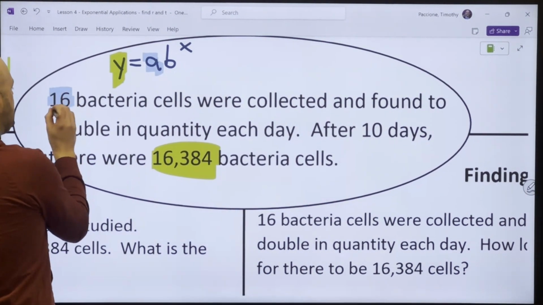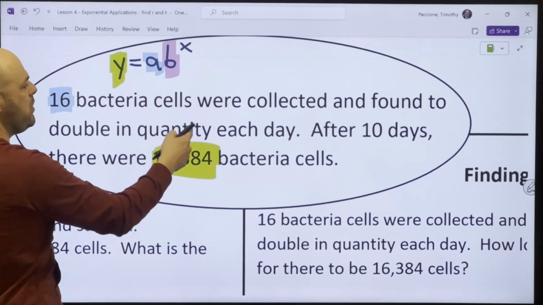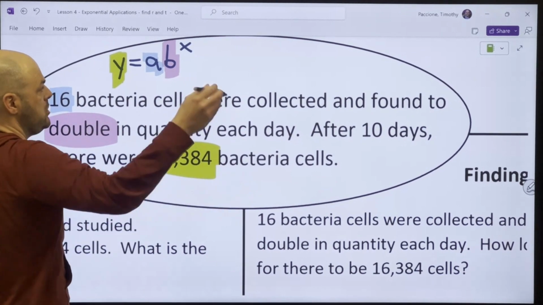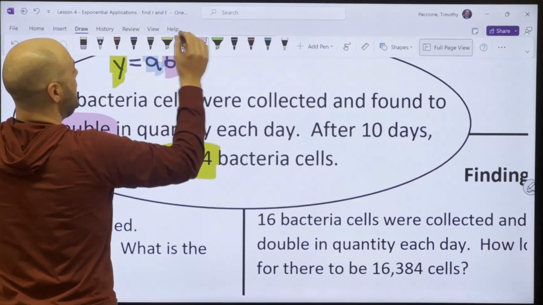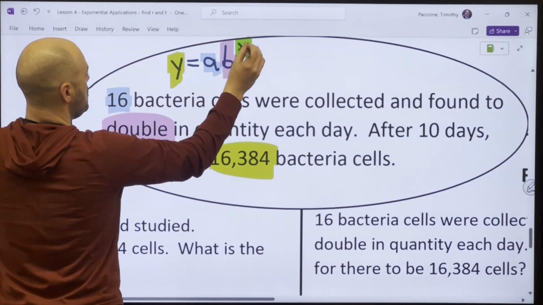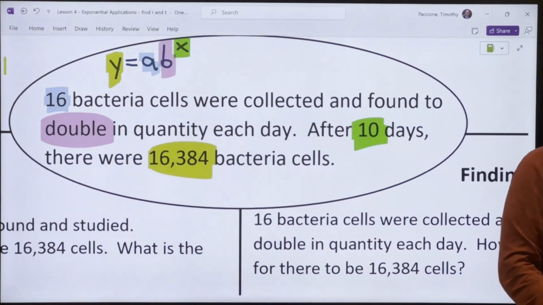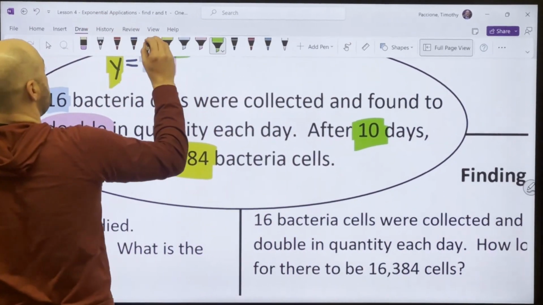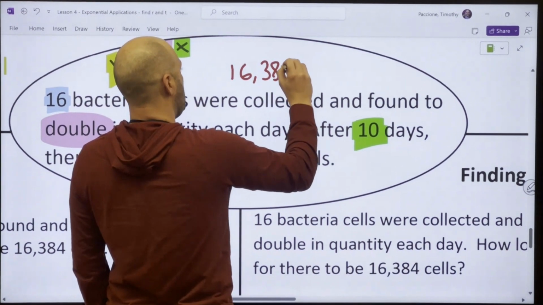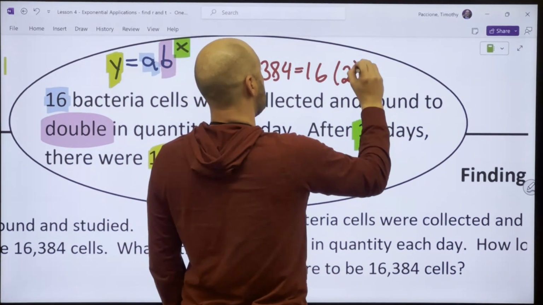It was 16. All right, our multiplier. What thing talked about its growth here? It doubles, so your multiplier is 2. And then finally, your x, which is time, 10 days. All right, so you have all the pieces, right? This equation all together would be 16,384 equals 16 times 2 to the 10.